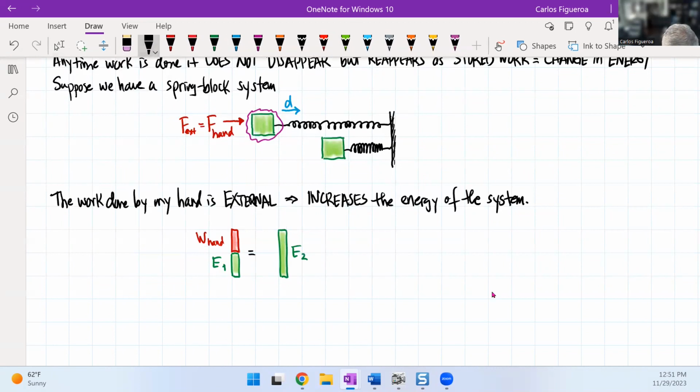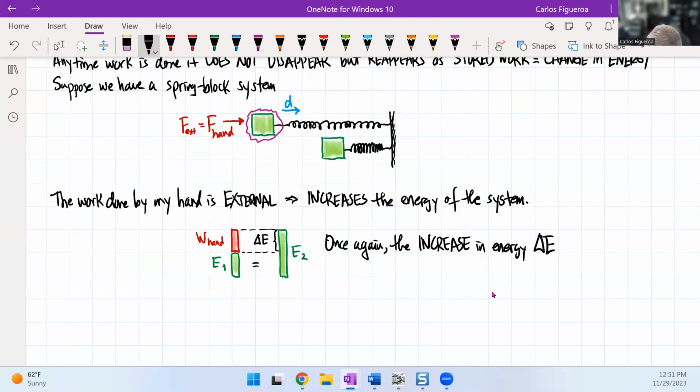So we're clear on how we're writing this. The only thing that's meaningful here, again, is that this is the change in energy of the spring system. So once again, the increase in energy, delta E, is due to the work of my hand.